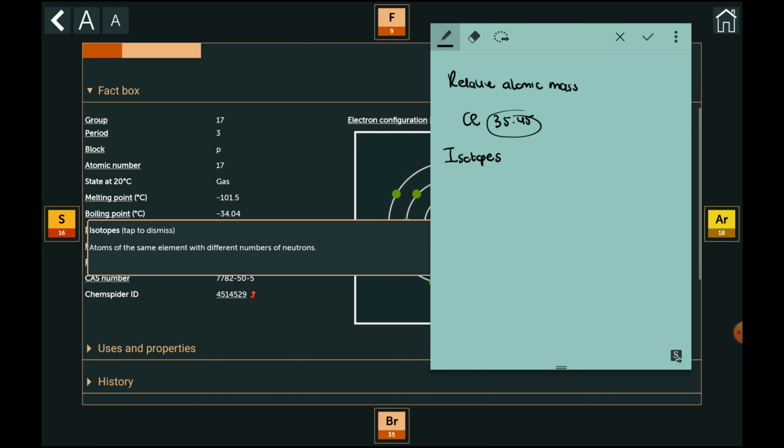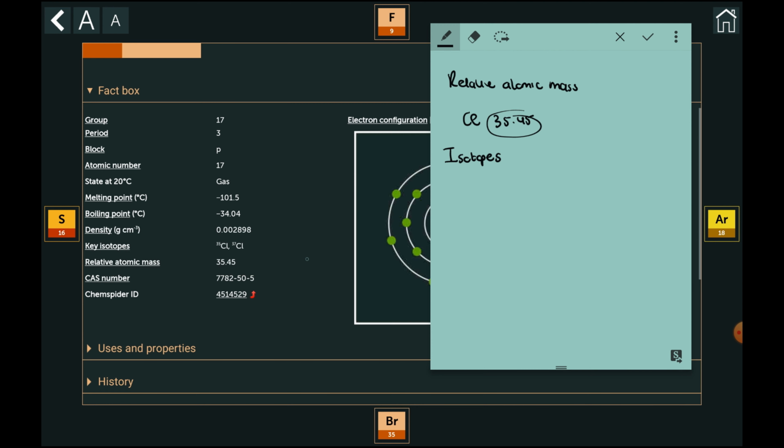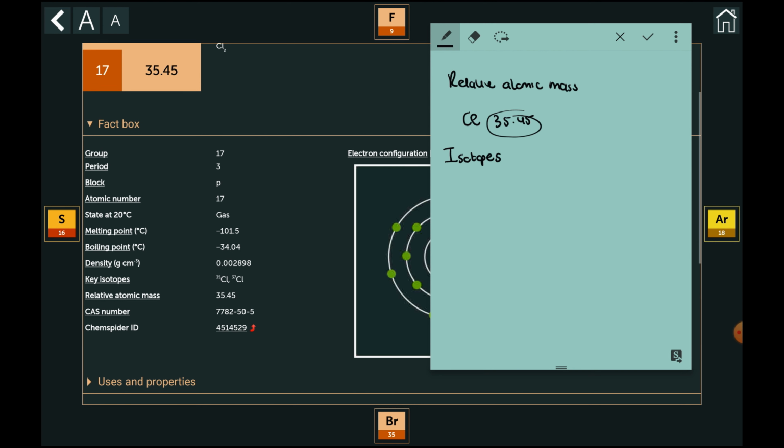So if you click on isotope, they give you the definition of what it is. An isotope is atoms of the same element, which in this case is chlorine, with different numbers of neutrons. Okay, so you have different neutrons inside of the nucleus. So if I would go and look at the two examples, you have chlorine 35 and chlorine 37. So you can see the mass number is different. So how do you now calculate the relative atomic mass? And that's where it's important to look at the natural abundance of these isotopes in nature.